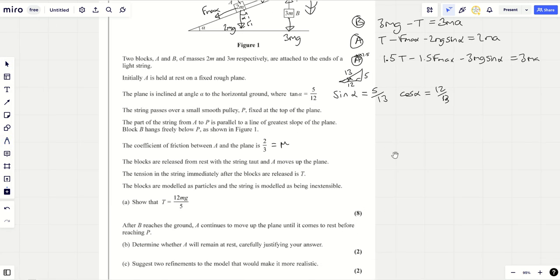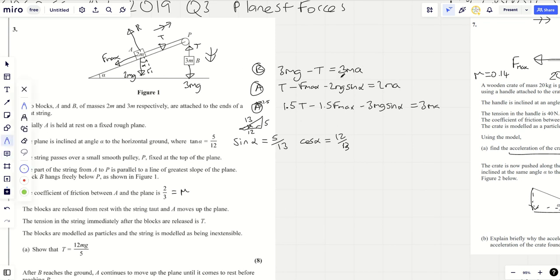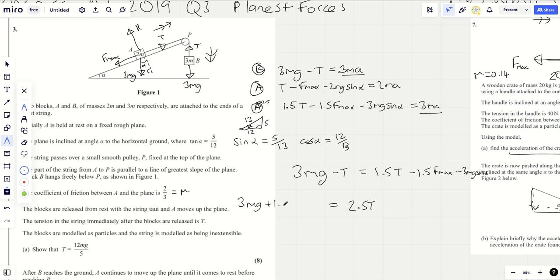It's worth 8 marks, so it's going to be a bit of hard work, isn't it? What I can do now, as 3ma is both of these expressions, is equate the two. 3mg minus T equals 1.5T minus 1.5 F max, we'll deal with that in a second, and then minus 3 mg sine alpha. Let's write that down. Okay, let's collect the T's together. 2.5T. We've got 3 mg on this side, and 3 mg on this side, but we've also got plus 1.5 F max.